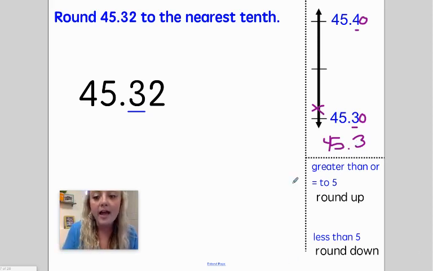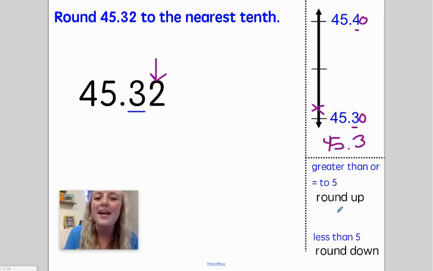Okay, let's look at this method. I think it's always helpful, no matter what method you're using, to underline the place value you are rounding to. It helps us get our numbers in check. So underline the place that you're rounding to and look to the right. It's this digit right here that's going to kind of be bossy and tell you what to do. If this digit is greater than or equal to 5, I round up. If it's less than 5, I round down. This number is less than 5.